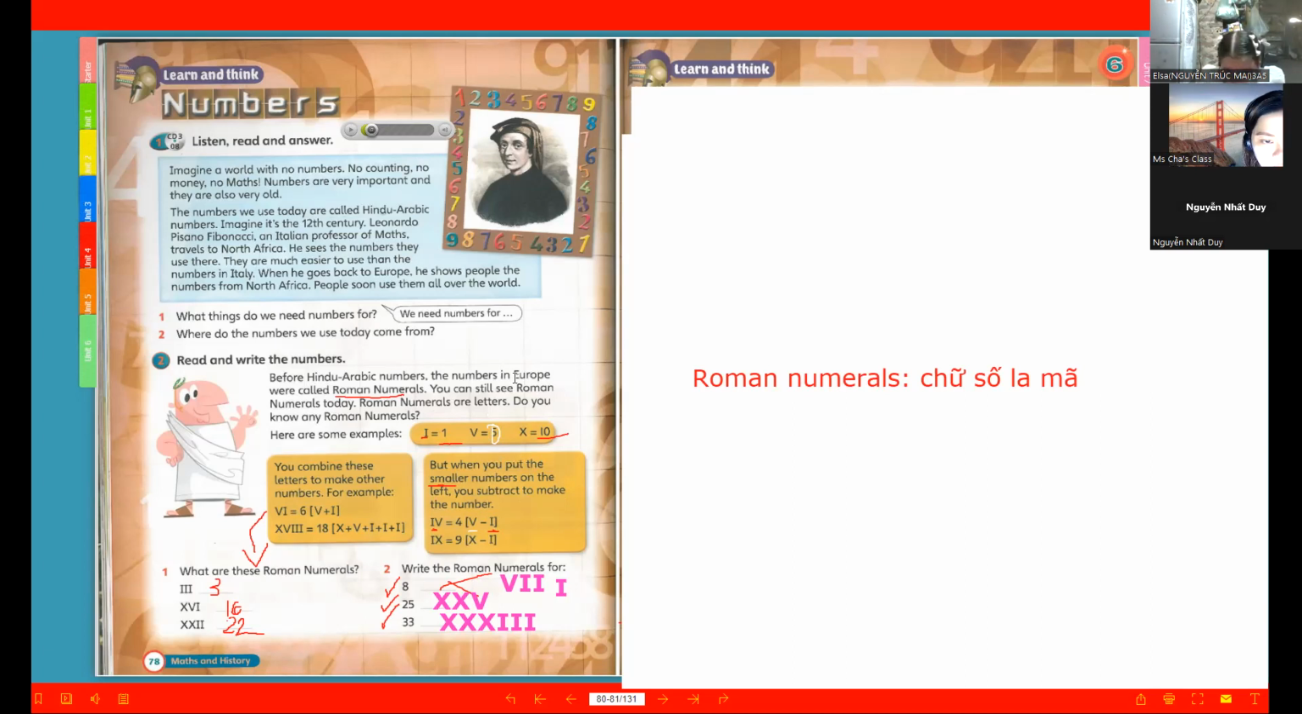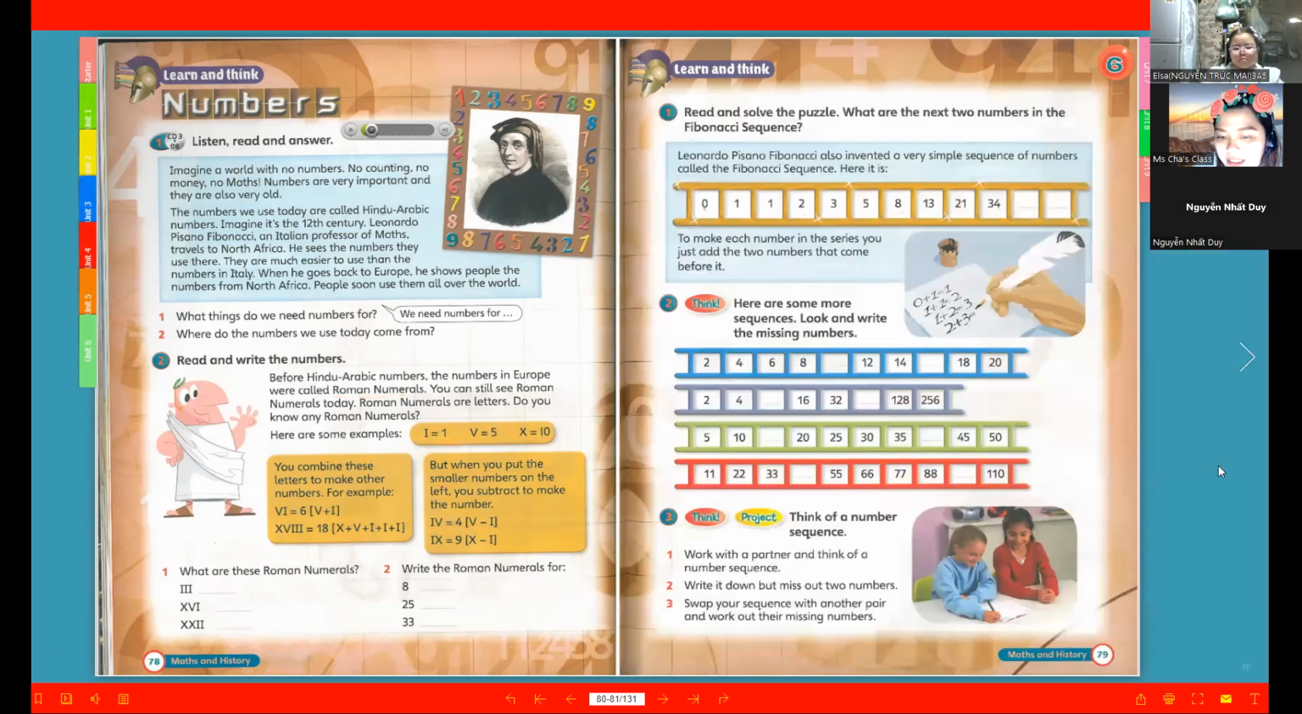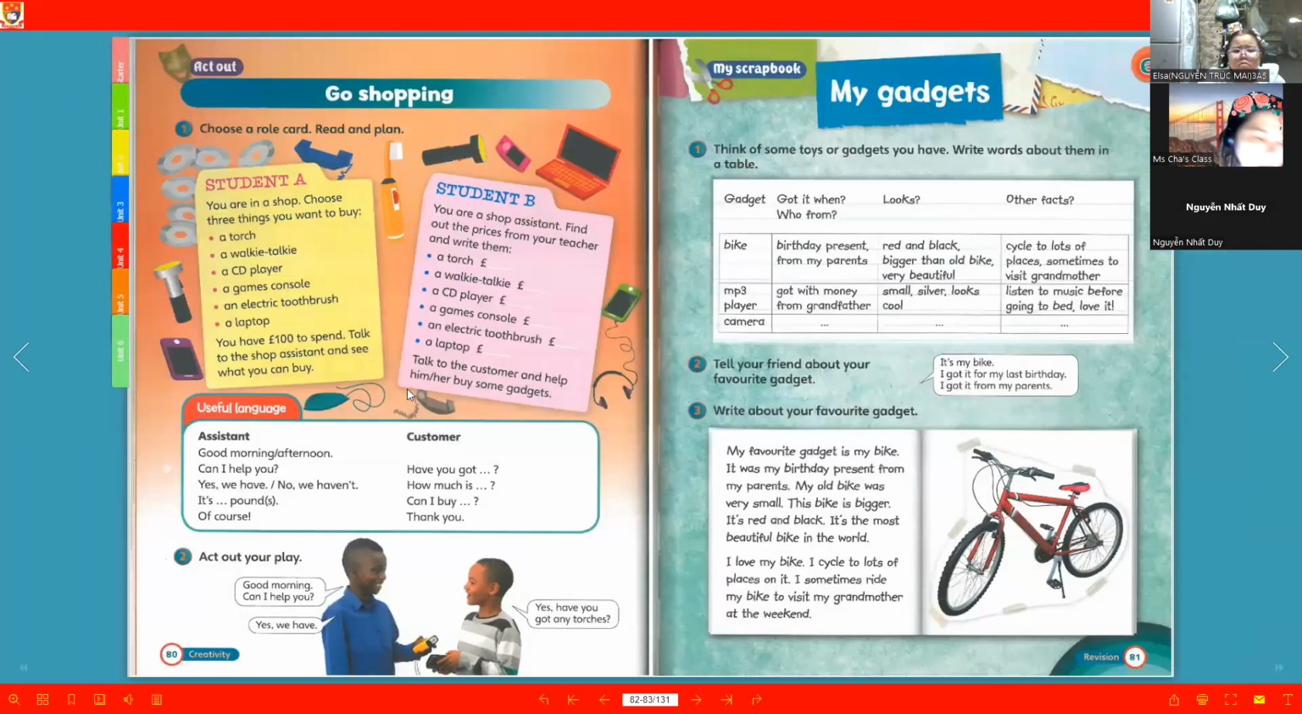So, moving into a more related topic, we are going to go shopping, Elsa. I have here a conversation. You are in a shop. Choose 3 things you want to buy. You have 100 pounds to spend. Talk to the shop assistant and see what you can buy. All right, Elsa. Let's just practice one.